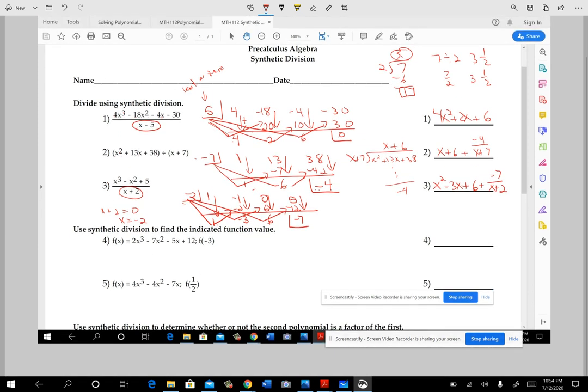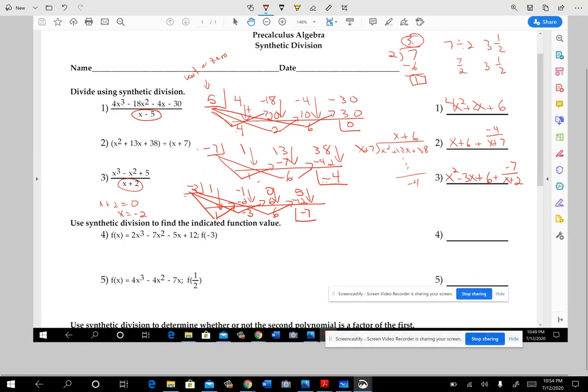Okay. Now on this video, I want to do a little bit more. I want to look at how synthetic division can be used to find the value of a function. If you're trying to find the value of the function at -3, you knew to do it by plugging in a -3, and that still works. But we're just trying to show you that you can use synthetic division to do it by putting a -3. Whatever you're trying to find the value of goes in the box.